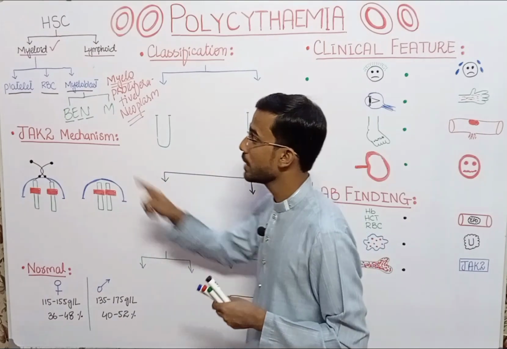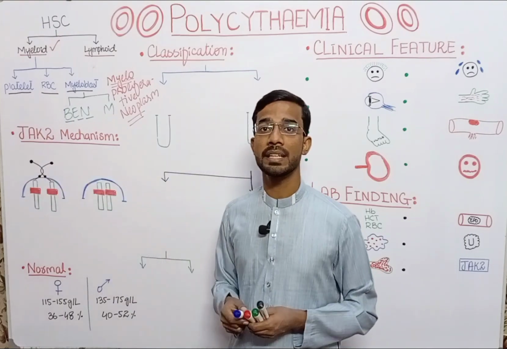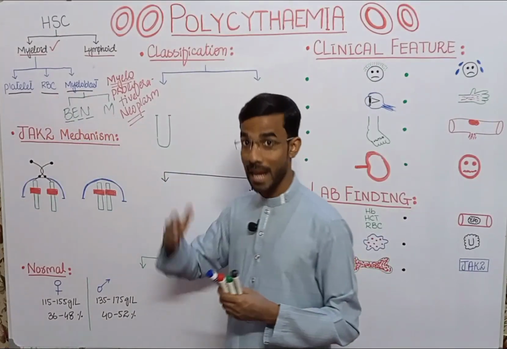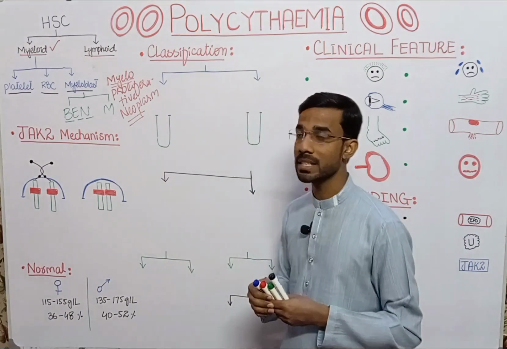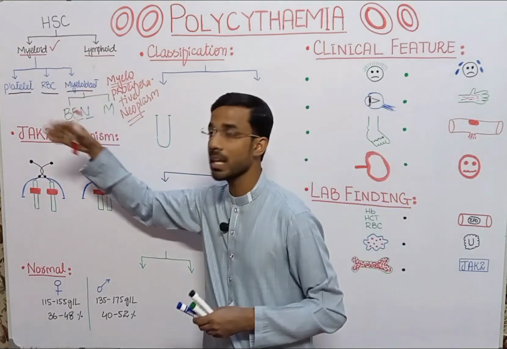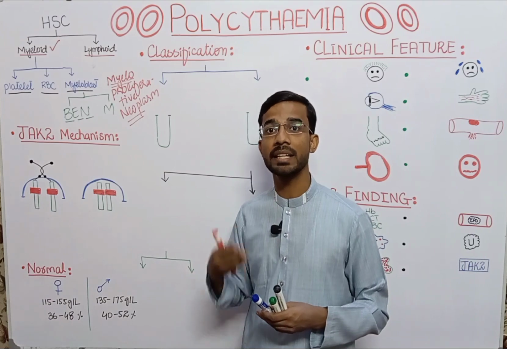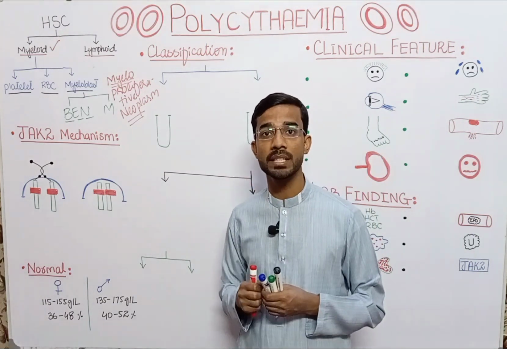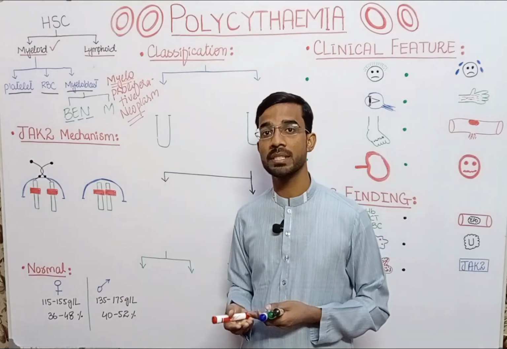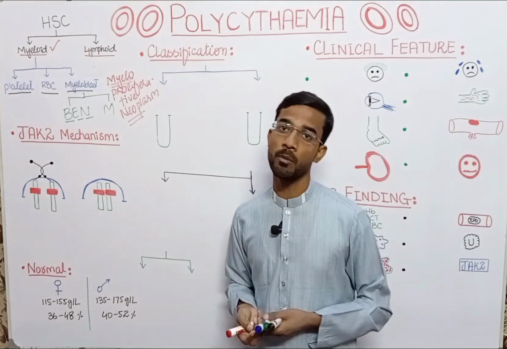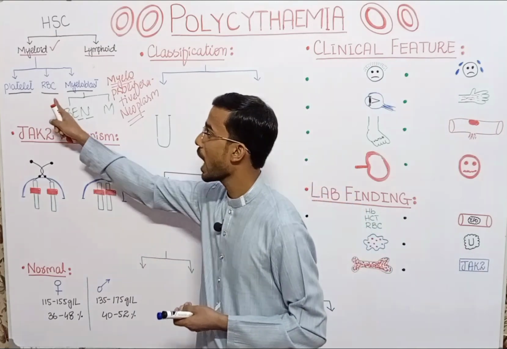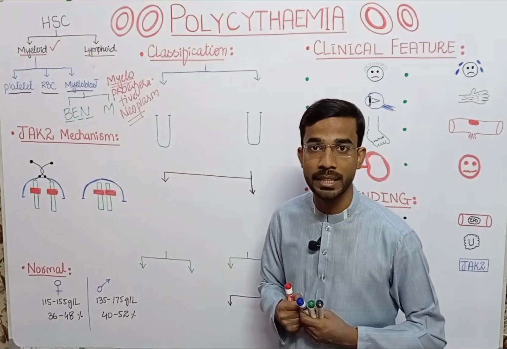If the platelets increase, then it is called essential thrombocythemia. RBCs, which we will discuss in this lecture: if there is an increase in the RBCs, ultimately there is an increase in the concentration of hemoglobin, because the hemoglobin is present in the RBCs. So when the concentration of the RBCs increases, the hemoglobin concentration will also increase. In that situation, RBCs increase, which is called polycythemia.